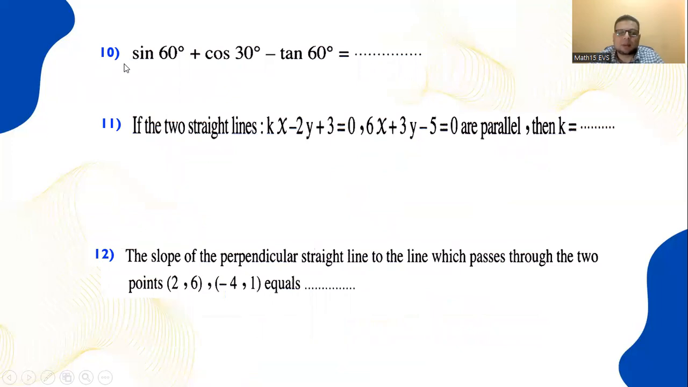Question number 10. Sine 60 plus cosine 30 minus tan 60 equals what? You can use the calculator. Sine 60 is root 3 over 2, plus cosine 30 is root 3 over 2, minus tan 60 is root 3 over 1. So you will get the final answer 0.